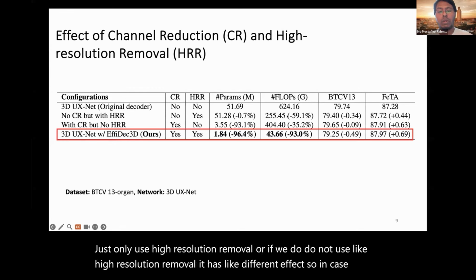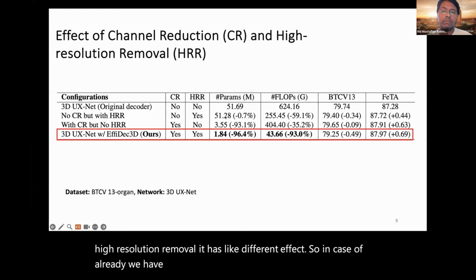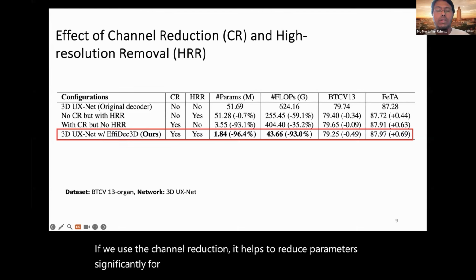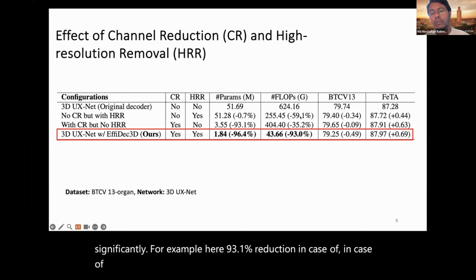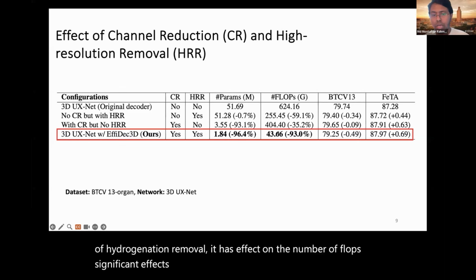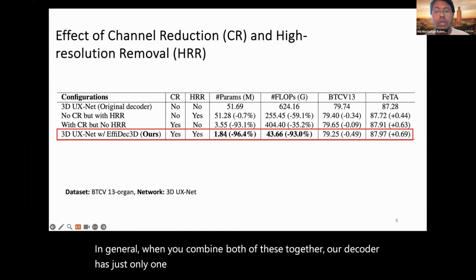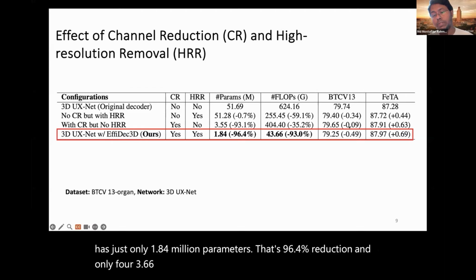As we have already shown, if we use the channel reduction, it helps to reduce parameters significantly. For example, here a 93.1% reduction. In case of high resolution removal, it has a significant effect on the number of flops. So when we combine both of these together, our decoder has only 1.84 million parameters, that's a 96.4% reduction, and only 43.66 gigaflops, that's a 93% reduction.